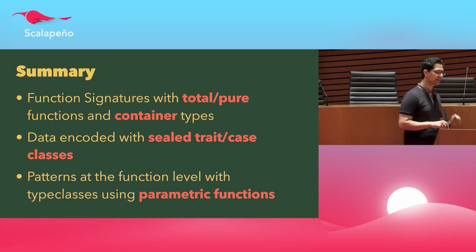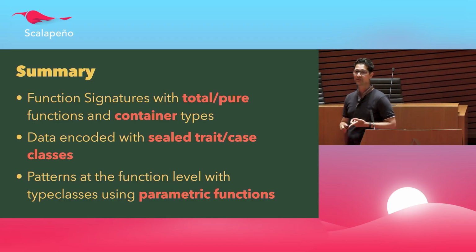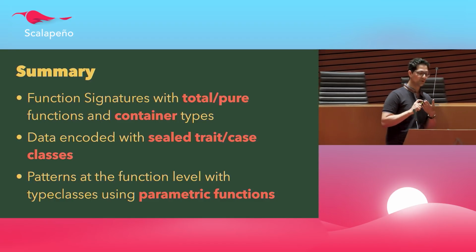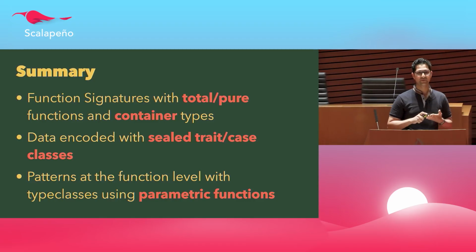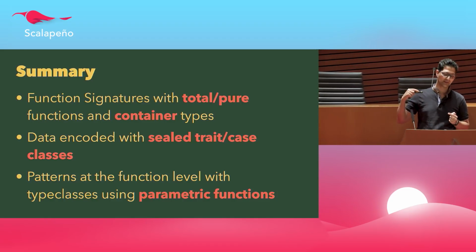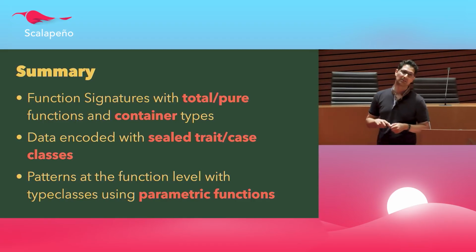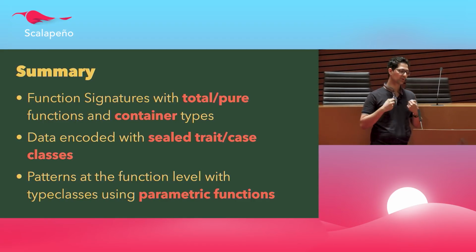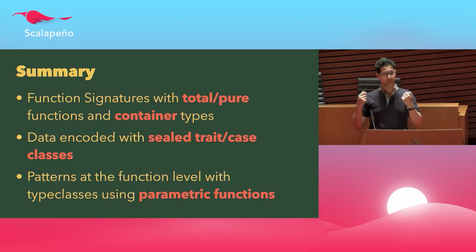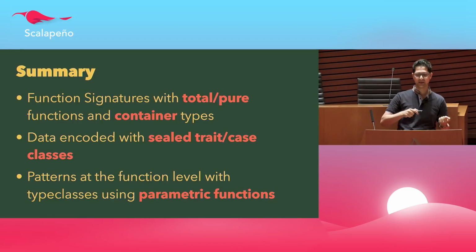So let's do a quick summary. We talked about function signatures, how you can use total functions, pure functions, and container types to write great function signatures, so you don't have to think about what is the implementation. The mental stack, again, you want it free of clutter. We talked about ADTs, about data, and how to encode data in a way that would make you think less about the correctness of your code. The compiler will catch all your edge cases.